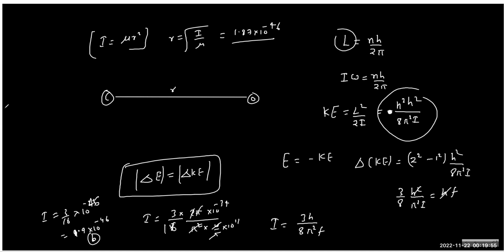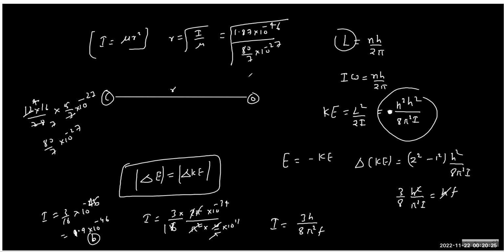So 12 into 16 upon 28, right? 12 into AMU, which is 5 by 3 10 power minus 27. Oh, you can do the calculation. I think you should get the answer. How much is that? You have to be very careful because the values are very close. I guess 1.3 something. It is the closest one. Yeah, you have to be very careful here.